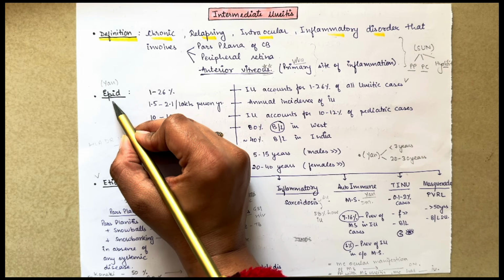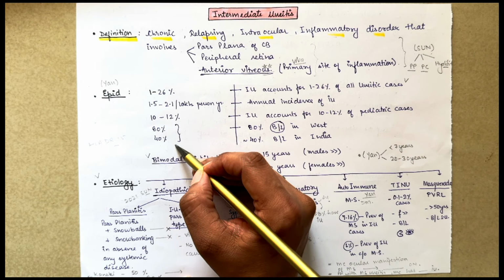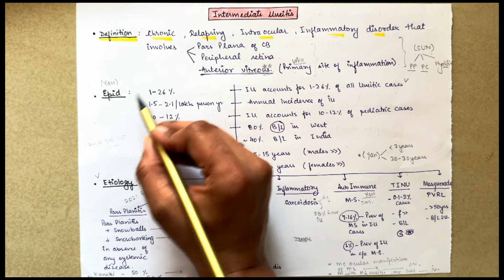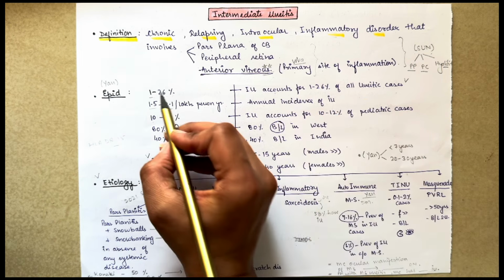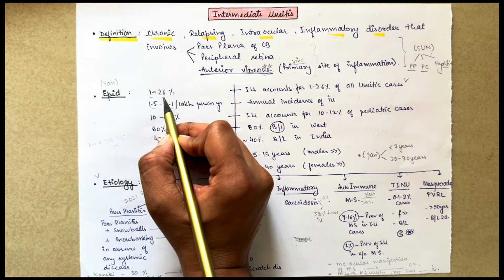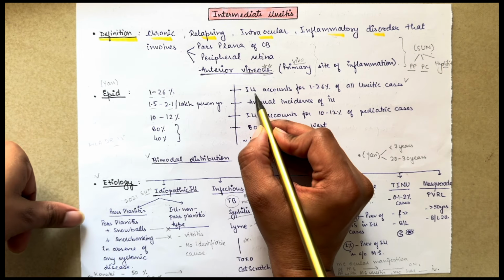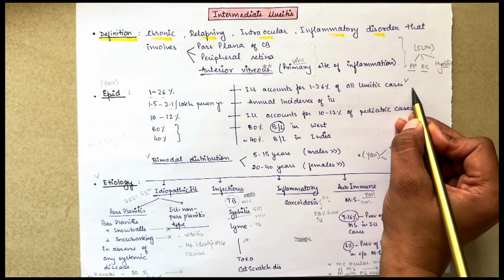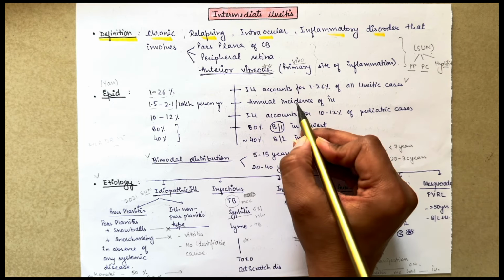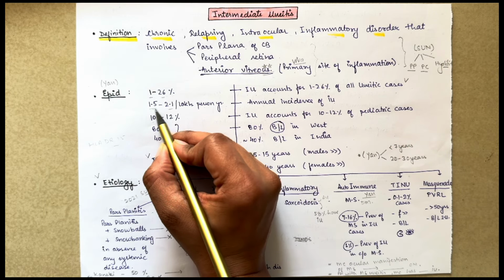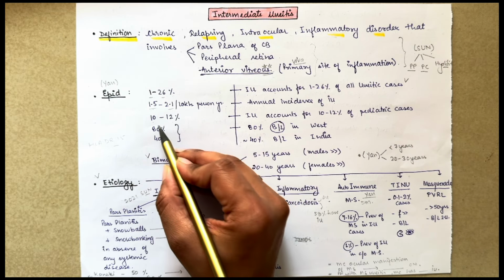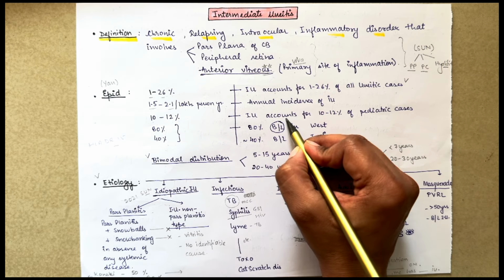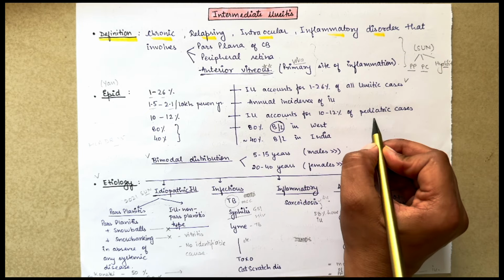Now for epidemiology, it is important to know certain percentages. I have taken this from Yanoff. If you mention these percentages only, it is more than enough for epidemiology. Now see one by one. Intermediate uveitis accounts for 1 to 26% of all uveitic cases. Annual incidence of intermediate uveitis is 1.5 to 2 per lakh. It accounts for 10 to 12% of pediatric cases.